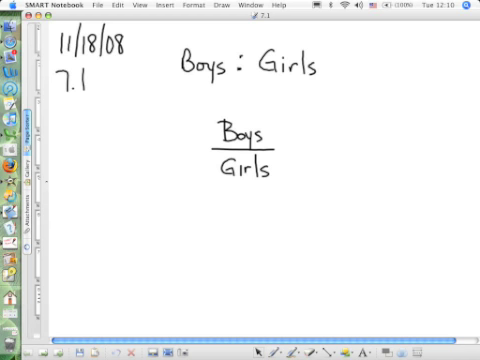Now, when you're comparing ratios, you have to be comparing apples to apples. I love that game. It has to be two things that make sense. All right?